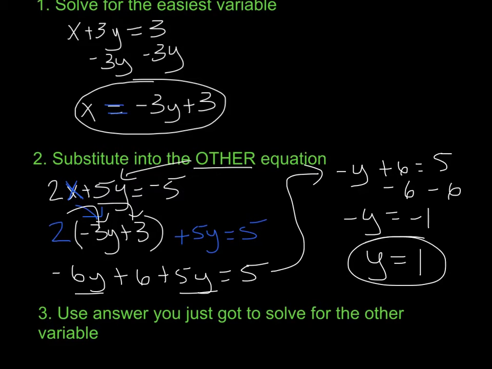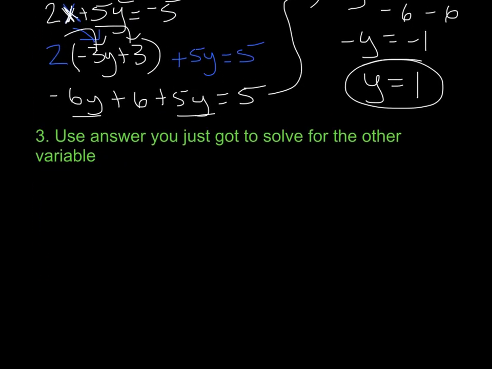And so by doing that substitution, by understanding that x and negative 3y plus 3 are the same, I was able to make a substitution. I was able to replace x in there and get this variable by itself. Well, now that I have that, I'm home free. I know one of the two answers. I know that y is 1. So now at this point, I'm going to use that to get the other answer.